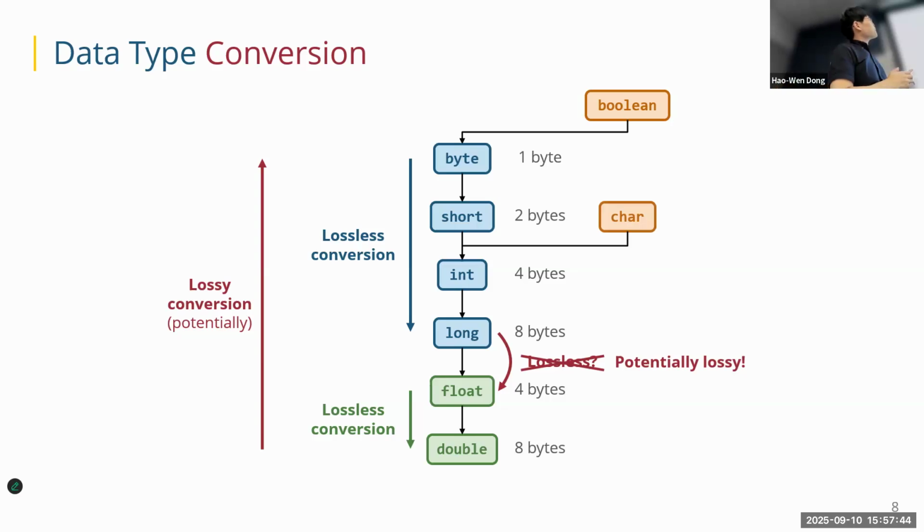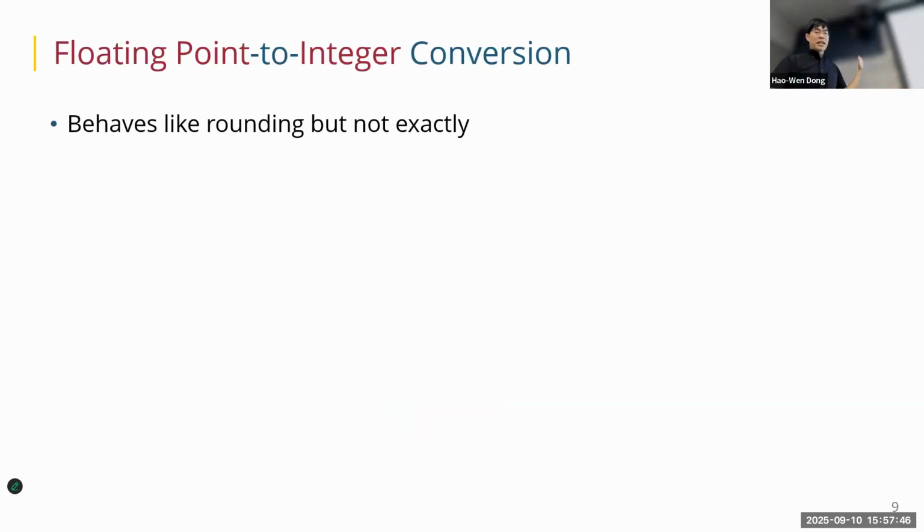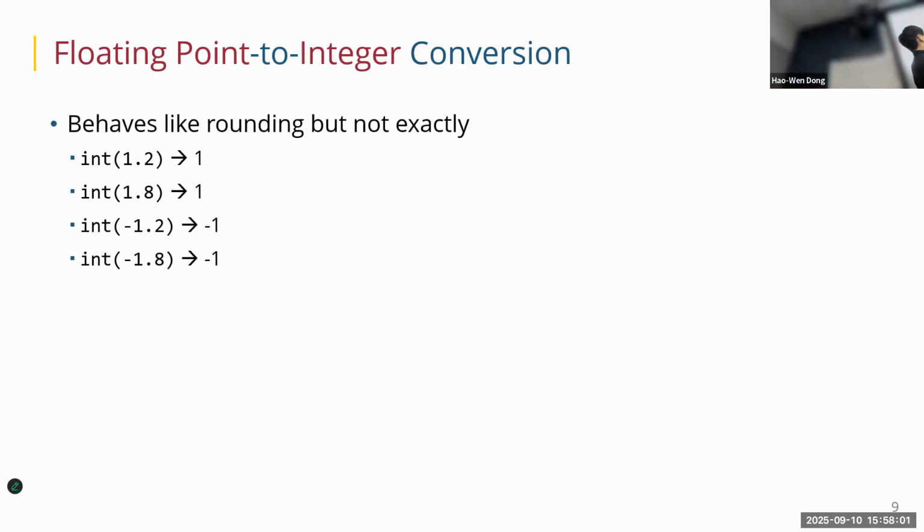Anyway, so floating point to integer conversion. It behaves like rounding, but not exactly. If you do integer of 1.2, it will be 1. Integer of 1.8, it will be 1. So basically round down, but it's not essentially like that. If you do minus 1.2, it will be minus 1. So it will be rounding down in the positive part and rounding up in the negative part. To be honest, just don't do this unless you know what you're doing.